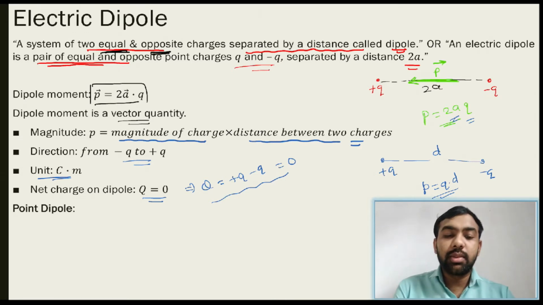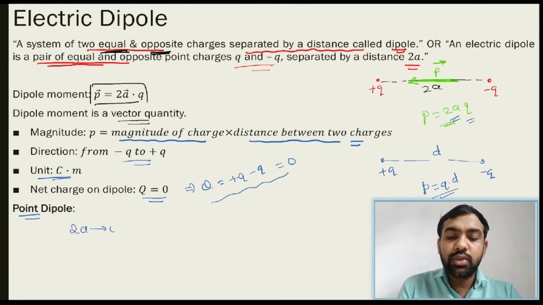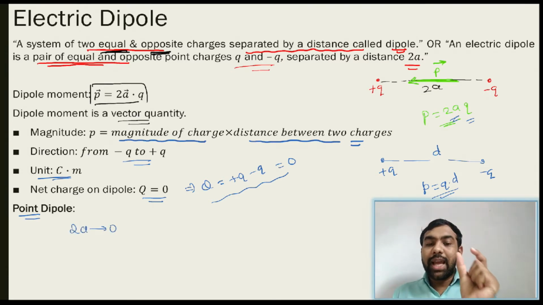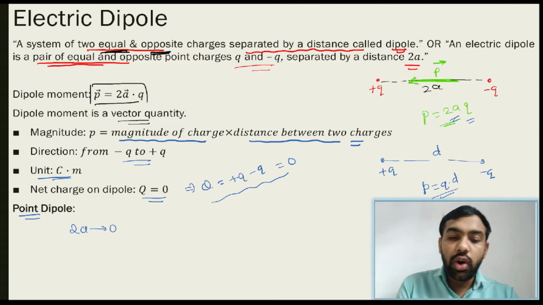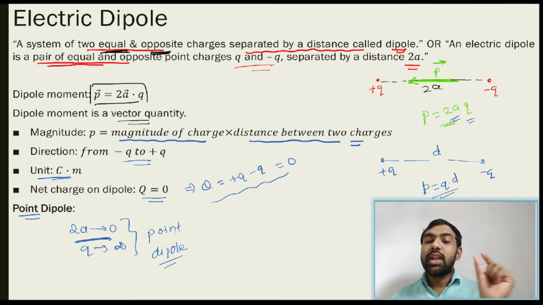And another term is the point dipole. What is the meaning of point dipole? If 2a tends to 0, it means the distance between the two charges is very small, or q tends to infinity, then this type of dipole is called a point dipole. It must be known. If the distance between the two charges is very, very small, meaning it is negligible, then it is considered a point dipole.